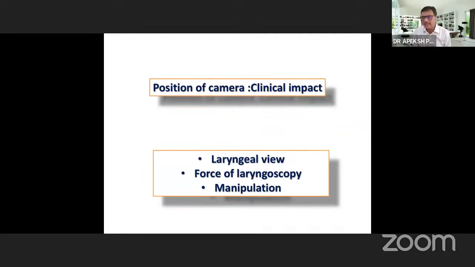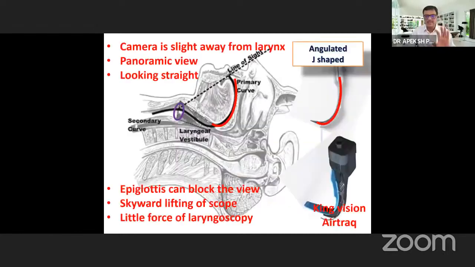Whether it's near or whether it's a little bit away from the larynx. So what's the position of the camera and what's the clinical impact? It's having clinical impact on the laryngeal view, force of laryngoscopy, and manipulation. We'll discuss it one by one.